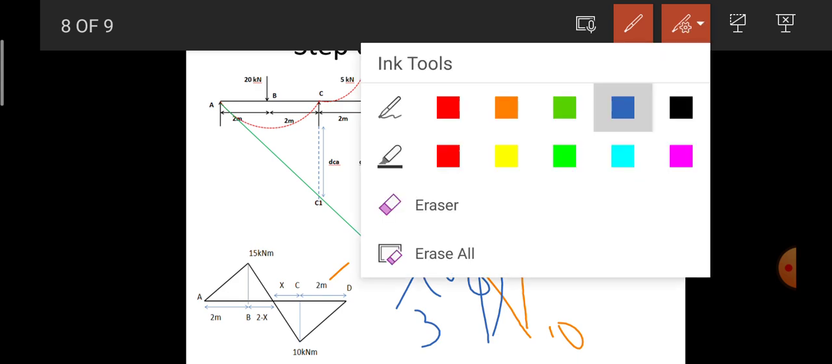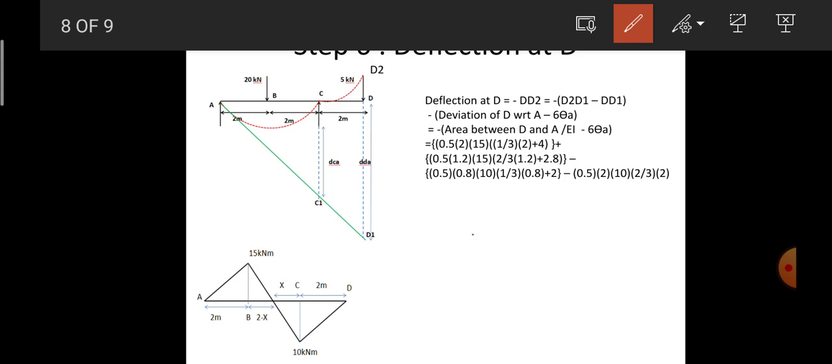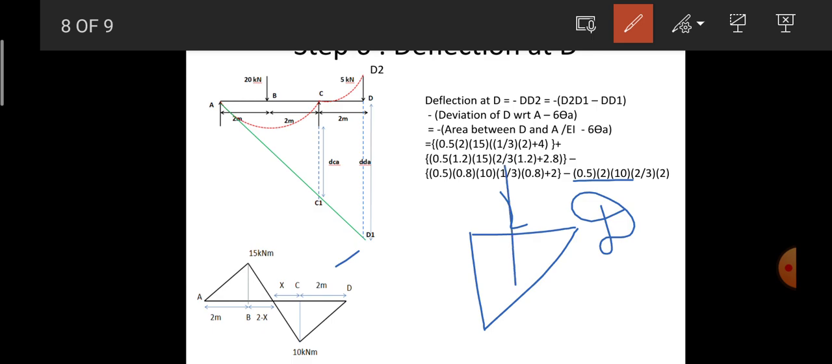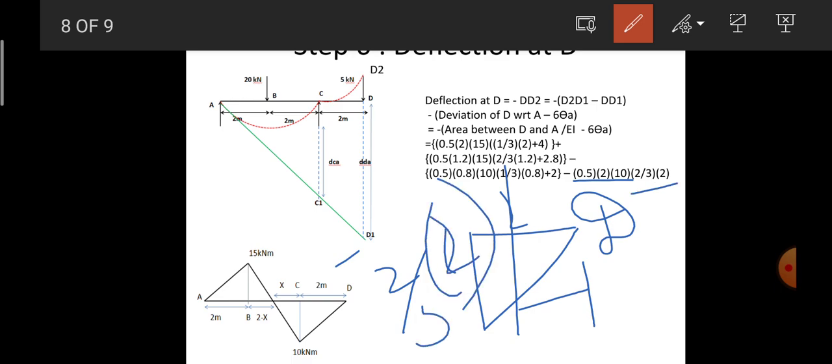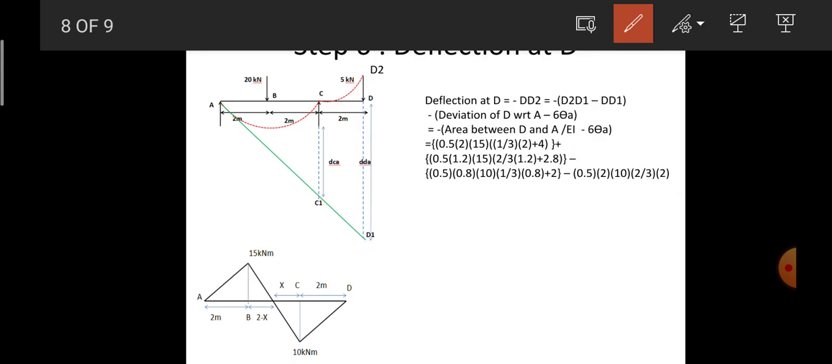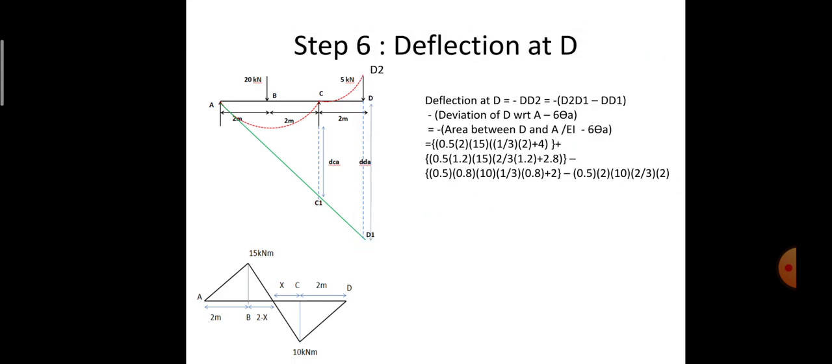The last thing is the last triangle, which has a base of 2 meters. So it is half into 2 into 10 into, if I draw the centroid, it is exactly at a distance of 2/3 of the base. So 2/3 of 2 meters. This is all about the calculation of the area multiplied by the centroidal distance for the individual triangles.